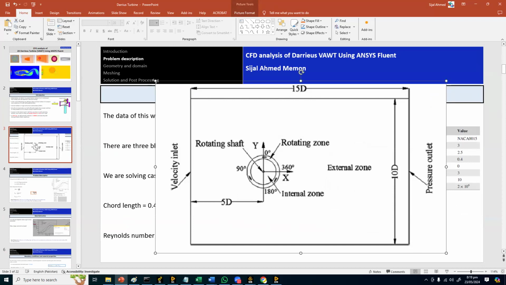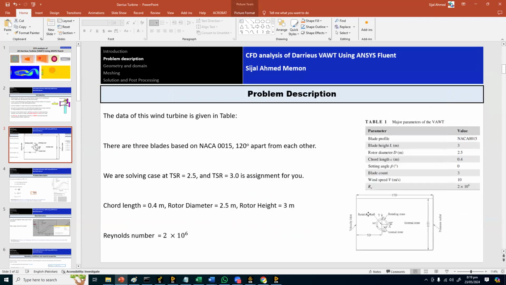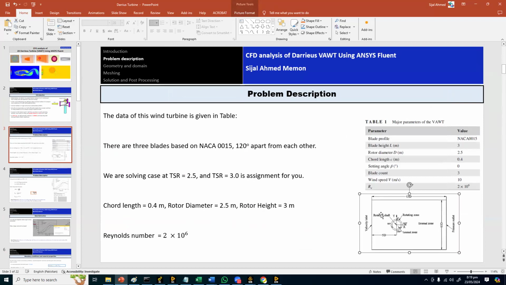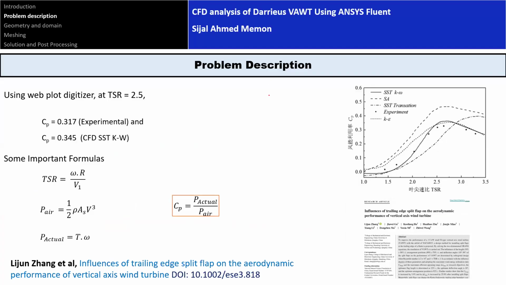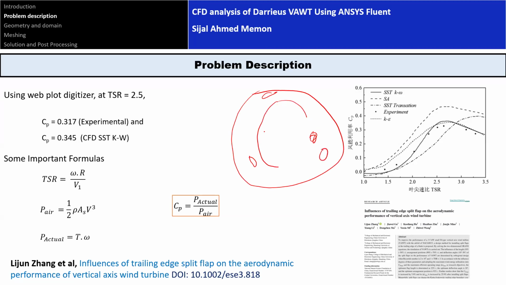Now the idea is that because the turbine blade is rotating, we have to create a rotating zone, but that is only limited to that particular location. If I draw this very rough diagram, we have the wind turbine blades here, three blades, apart by 120 degrees from each other. So we have to create one line here and one line here.